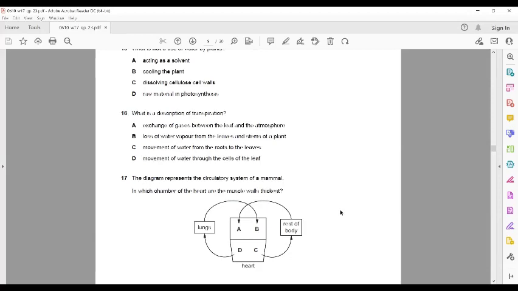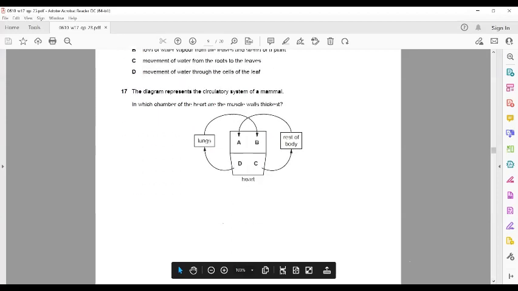Movement of the water from the roots to the leaf is just transporting water in the xylem, nothing more. Movement of the water through the cells of the leaf is by osmosis, and it is in liquid form. But transpiration is water in the form of gas vapor, actually lost through the stomata of the leaf. Loss of water vapor from the leaves and the stems of a plant is called transpiration. So B is the answer.